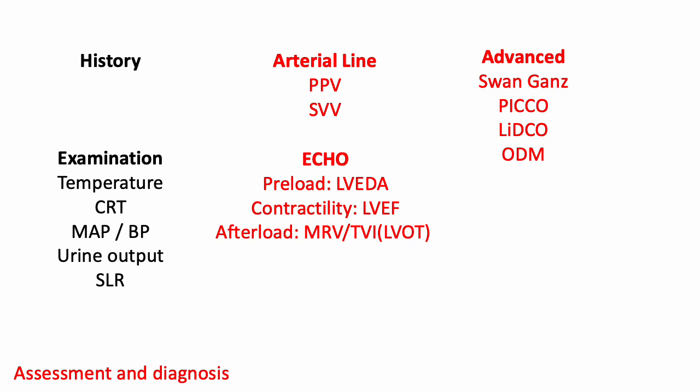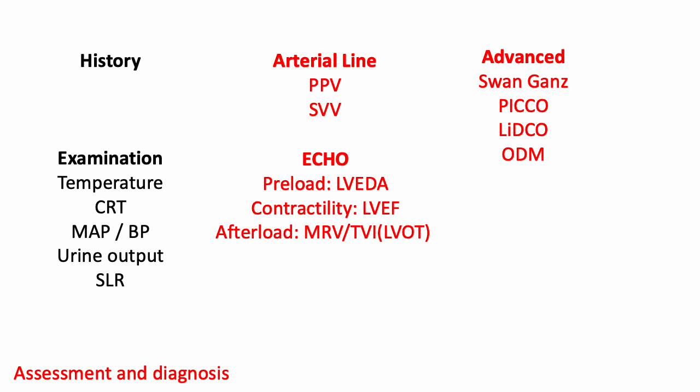Echo, you can use bedside echo. So you can look at your preload, so left ventricular end diastolic area, just how full the heart looks. Contractility, you can do a visual assessment of the ejection fraction or do some fancier measurements. And then you can also look at your afterload to a certain extent using VTI to measure your flow out of the LVOT.